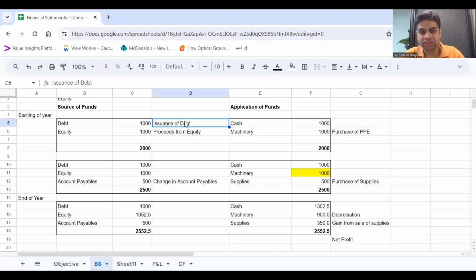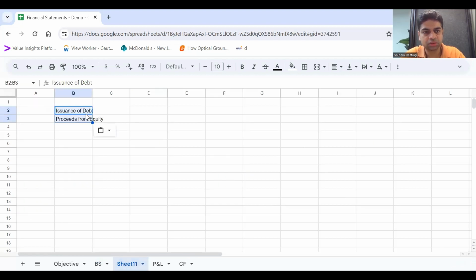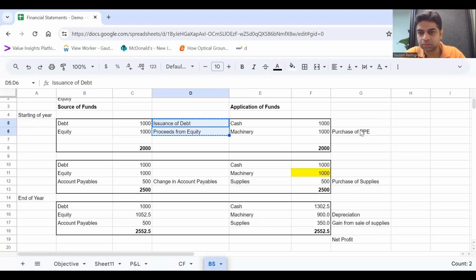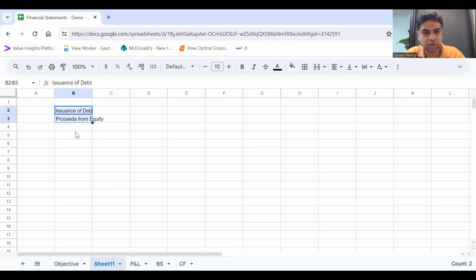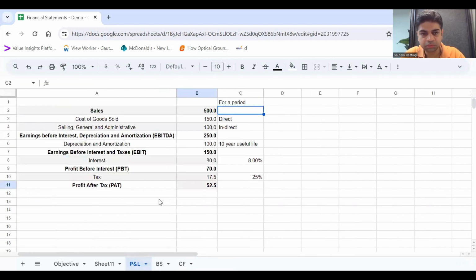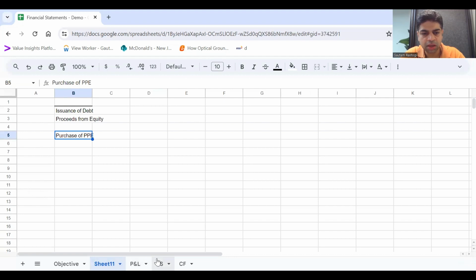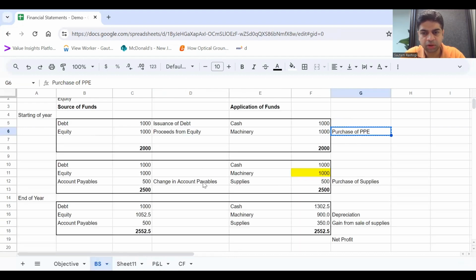put all of these transactions in a blank page. Do that.